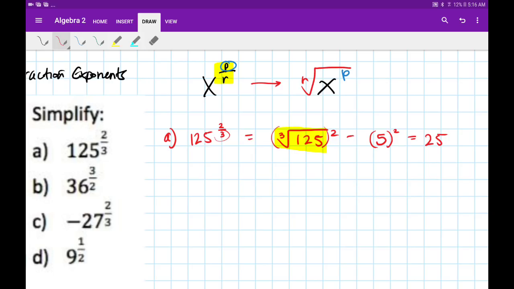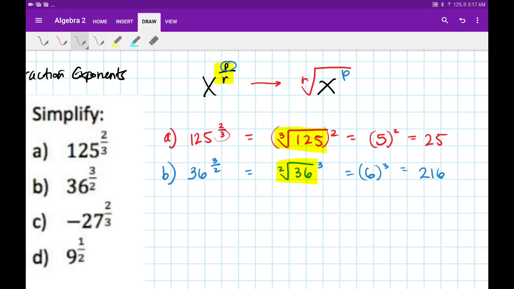So now that we have a little practice, let's do the second one a little faster. Okay, part B says 36 to the 3/2 power. So let's rewrite that. That's going to be the square root of 36 cubed. The square root of 36 is 6. And then 6 cubed is, I think it's 216. Check my math on that, please.